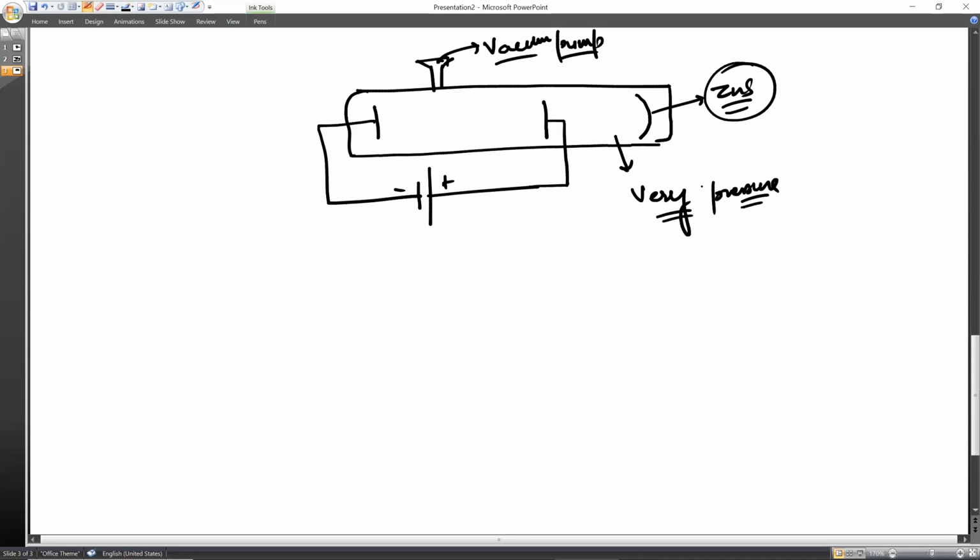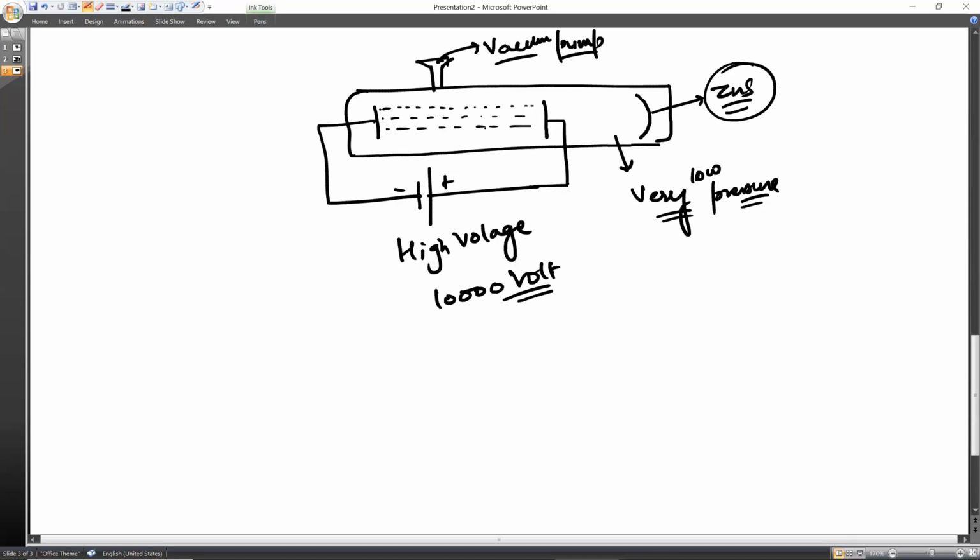When high voltage, up to 10,000 volts, is passed through it, he observed that there are some charged particles moving from the negatively charged rod towards the positively charged rod. Got it?